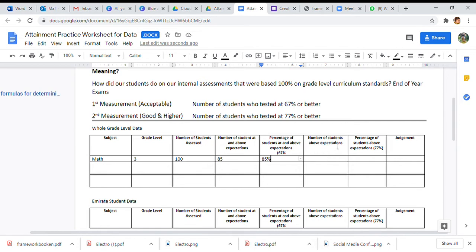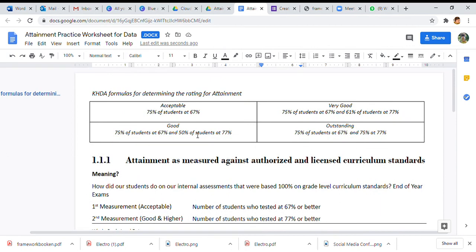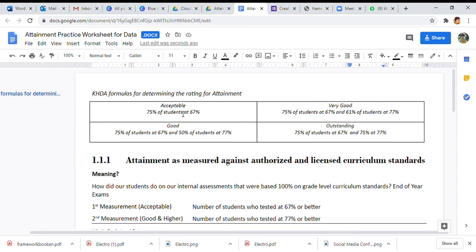How many students tested above expectations? When I look at that, my above expectation number is 77%. I go back and look at the number of students, and let me say here, I had 60 who did 77% or better. So then I look at that percentage, which is 60%. Now I'm able to come up with my judgment. If I had 80%, we hit acceptable, but now I have 60%.